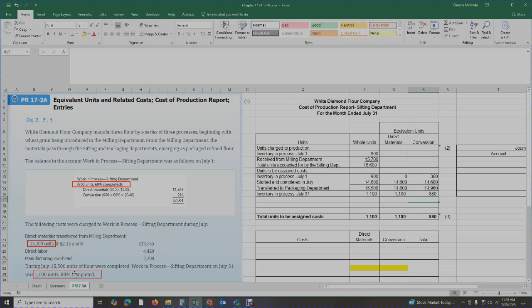So we have our inventory in process, 1,100 whole units for materials, and for conversion only 80% complete. Let me put it right here so that we know. So we charged 80% of the completion to conversion cost the month that we worked on the product. Now that we have that, we're going to get our total units to be assigned cost.